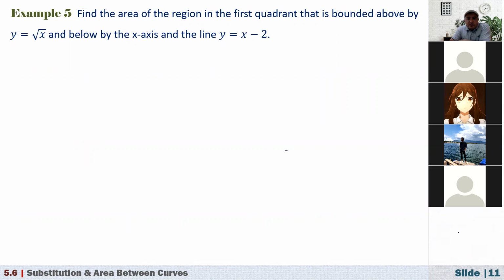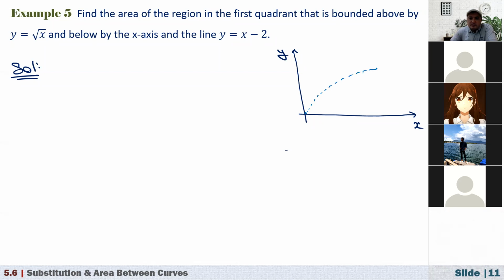Another example: find the area of the region in the first quadrant that is bounded above by y equals square root of x and below by the x-axis and the line y equals x minus 2. Solution. Okay, the first quadrant, I need only the first quadrant. So this is the y-axis, this one is the x-axis. And what is the graph of y equals square root of x? It is something like this.